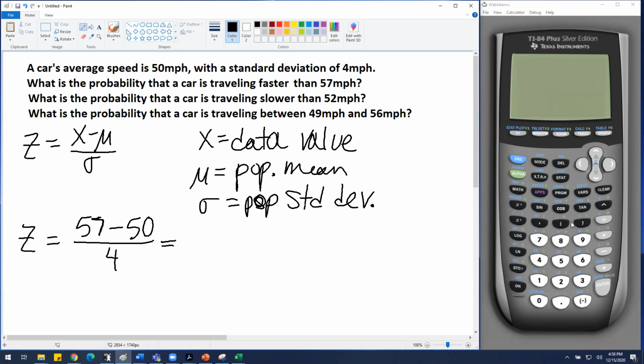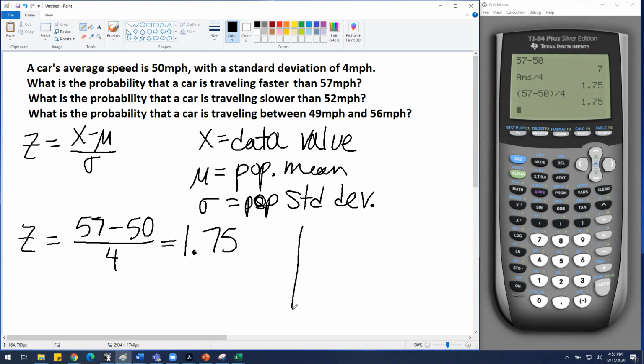You put this in your calculator. You can do it two different ways. You can do the numerator first, then divide, or you can just do it together, but use parentheses on the numerator and then divide by the denominator. So our z-score is 1.75.